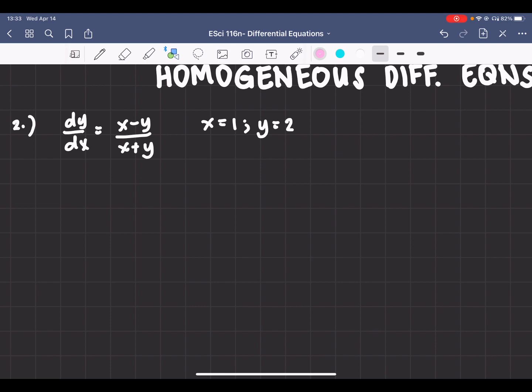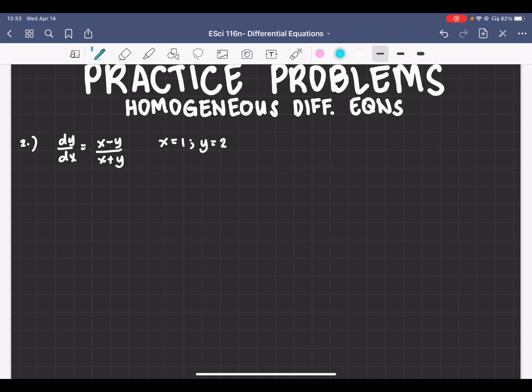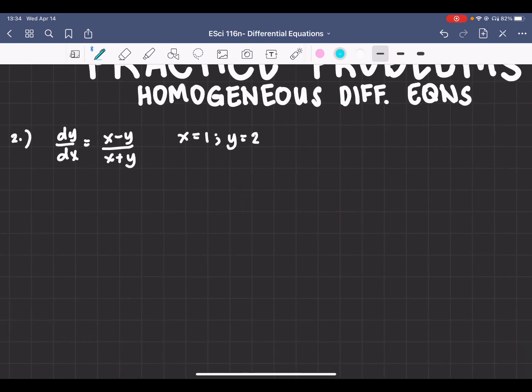So solving this, again, a reminder that in solving homogeneous differential equations, also to verify if it's a homogeneous differential equation, all of the x and y's must be in the same degree. If you see that one has a second degree, or one is x squared and then the y only has a first degree, then that is not a homogeneous differential equation.